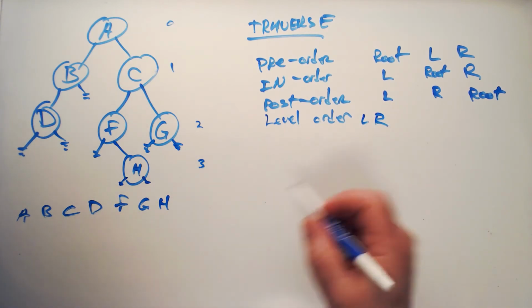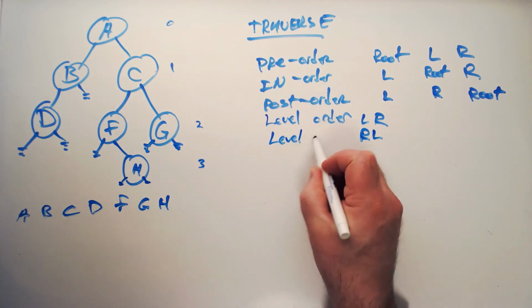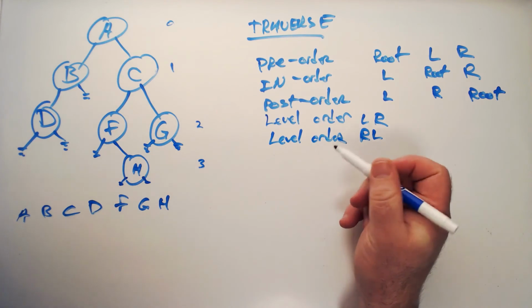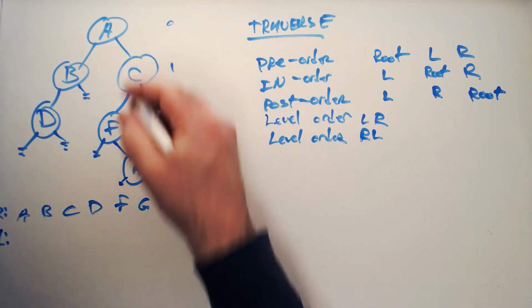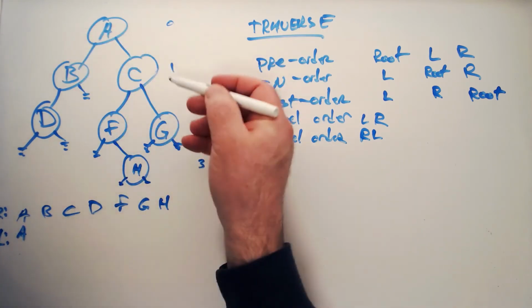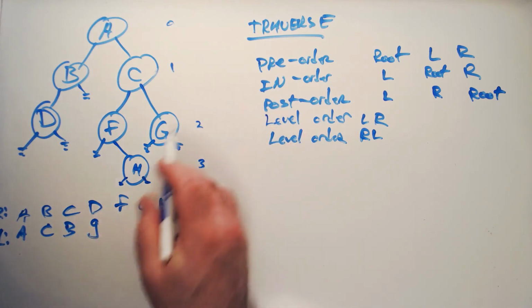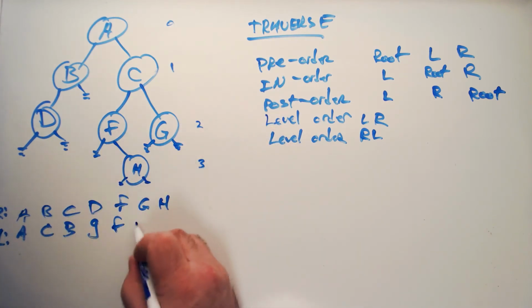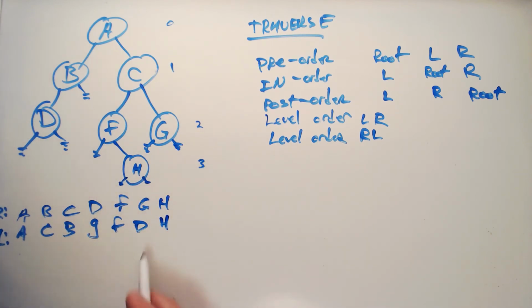If you wanted to visit in level order from right to left, let's just write that up for the sake of completeness. There's left to right. Here's right to left. That is simply visit the first row. From this one would be C and then B, and then we would go G, F, and D, and then we would go H. Okay, so this is left to right, right to left, right?